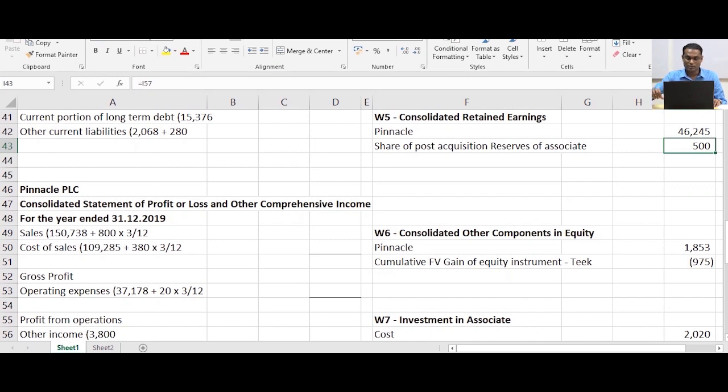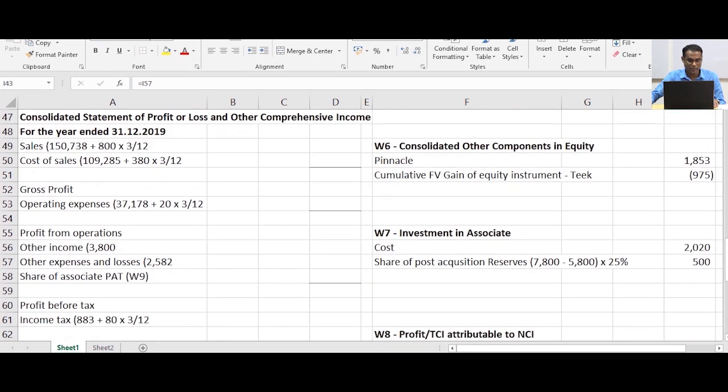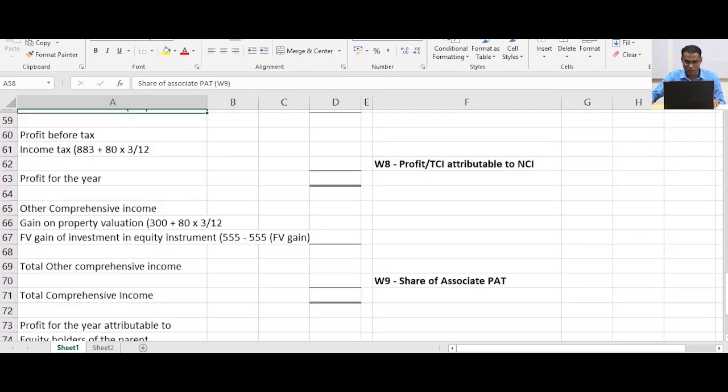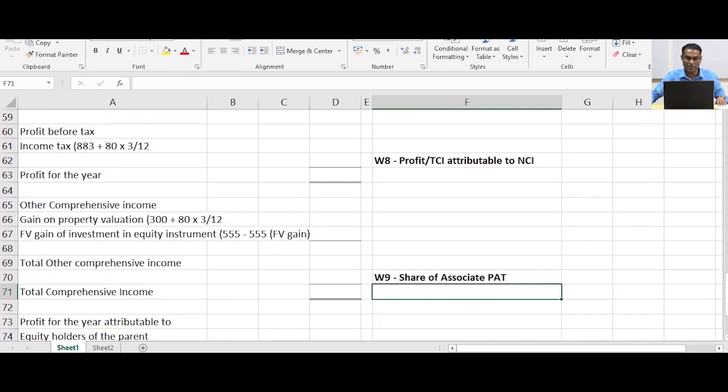What about the income statement? What you need to do is you have to equity account the investment in TEEC up to 30th September 2019. First 9 months it has to be equity accounted. Now if you look at the consolidated statement of profit or loss and other comprehensive income, I have kept a line here, share of associate profit after tax, working number 9. If you go to working number 9, I can now complete it.